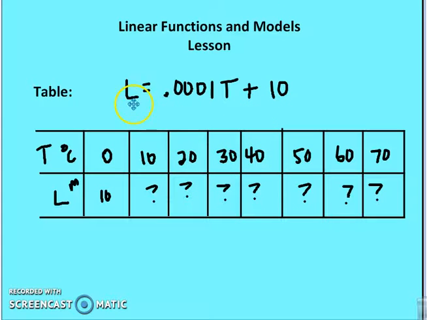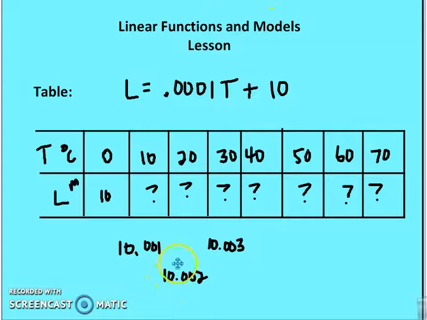All right, so we're going to work with tables here. I want you to take a moment and evaluate values for L given values for T. So the input value is T. This is the independent variable. The dependent variable is L. So this is temperature and length in meters of some object that's growing or expanding as the temperature increases.